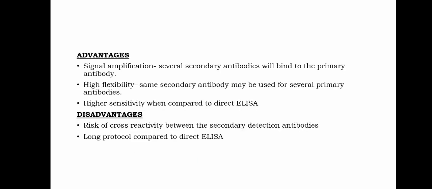Advantages of indirect ELISA include: signal amplification, because several secondary antibodies will bind to the primary antibody. High flexibility: the same secondary antibody may be used for several primary antibodies. And higher sensitivity when compared to the direct ELISA. And then disadvantages: risk of cross reactivity between the secondary detection antibodies, and a long protocol compared to the direct ELISA.